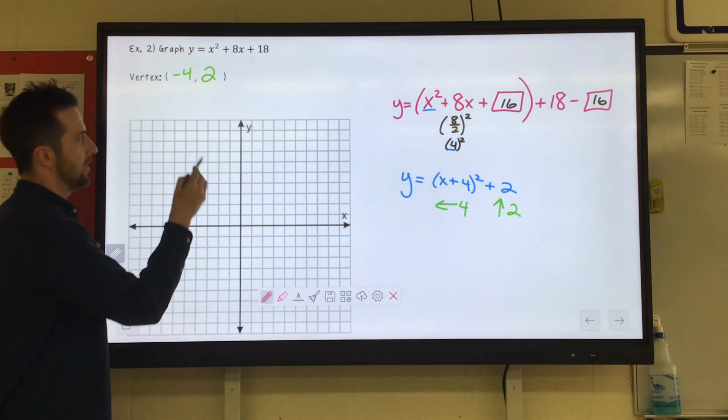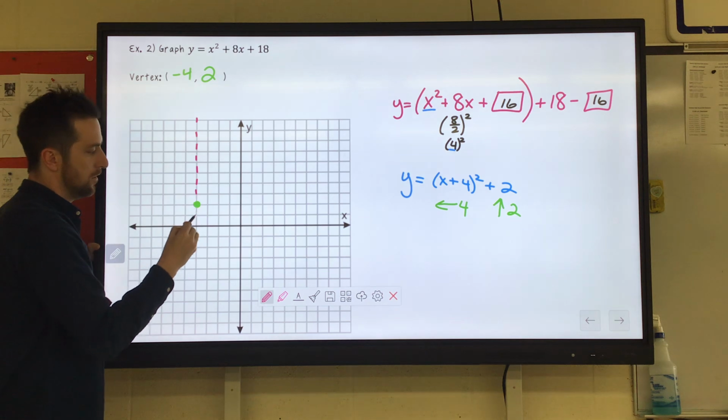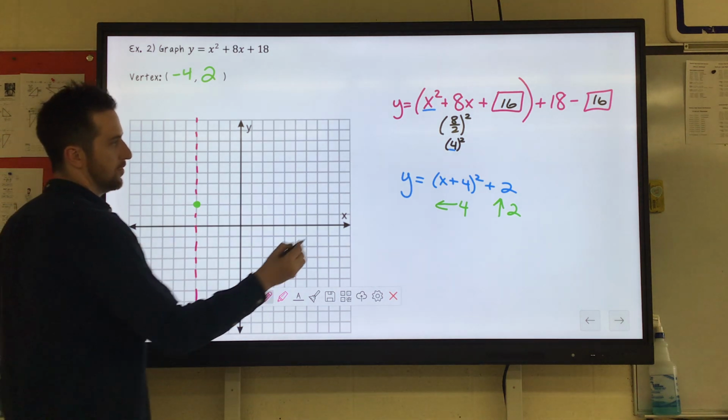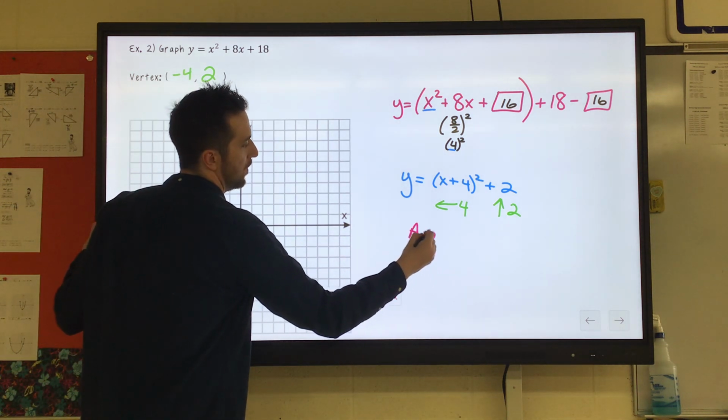Remember, this is also the axis of symmetry. The axis of symmetry would be at negative 4.